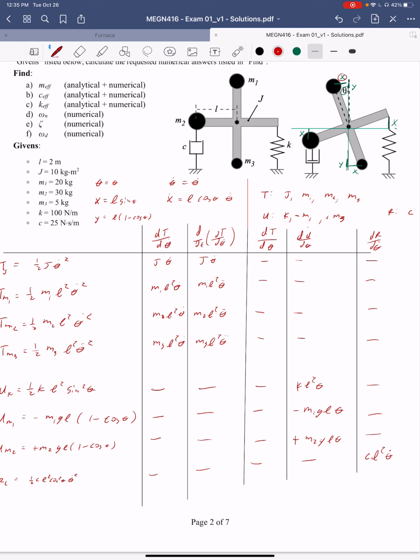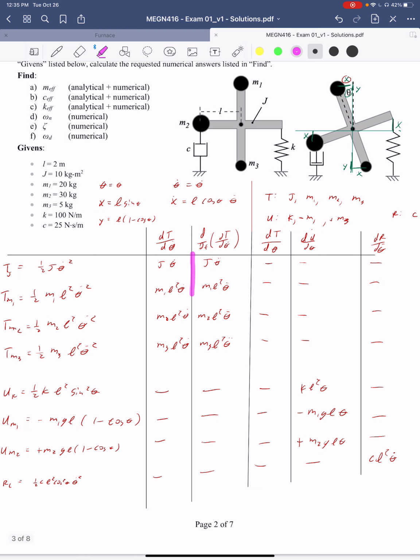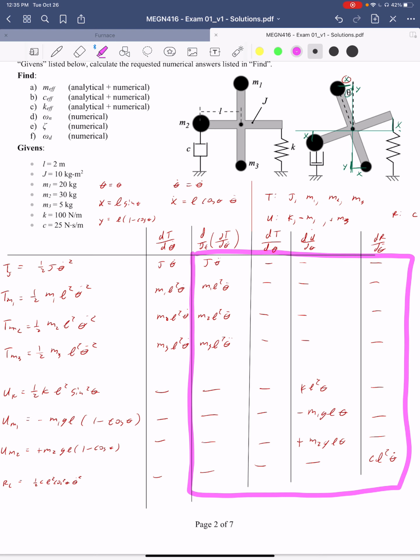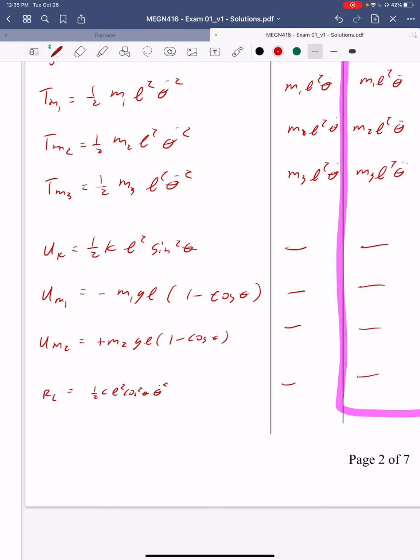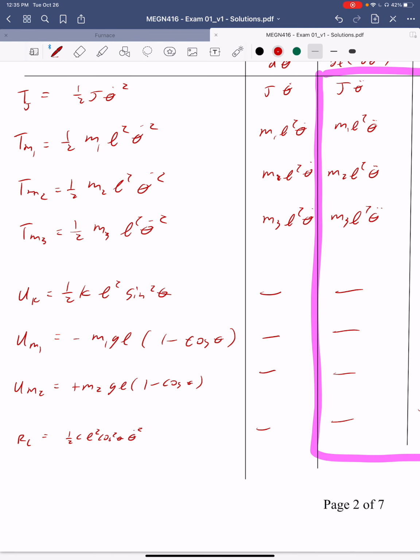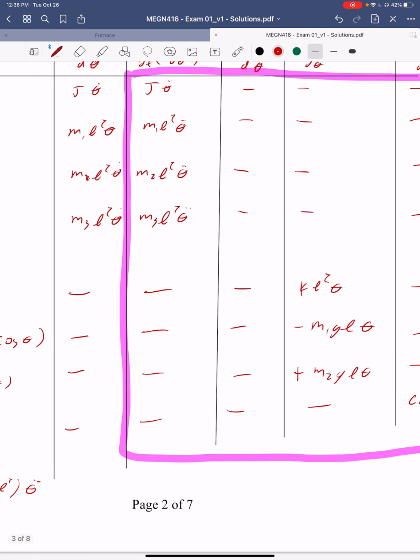Now what we're going to do is collect these terms together. Okay. So I'm going to scrunch it in here all in one page. So what we end up with is this first column gives us J, and these are all theta dots. So J plus M1 L squared plus M2 L squared plus M3 L squared, times theta double dot. Okay, that takes care of that column.